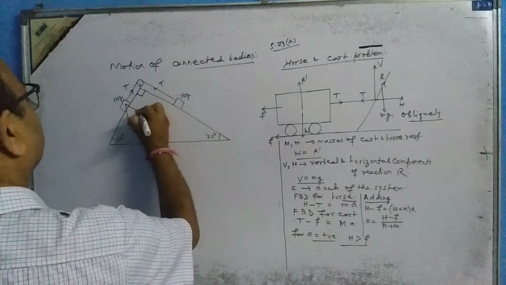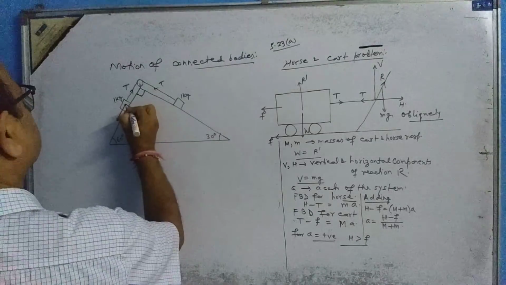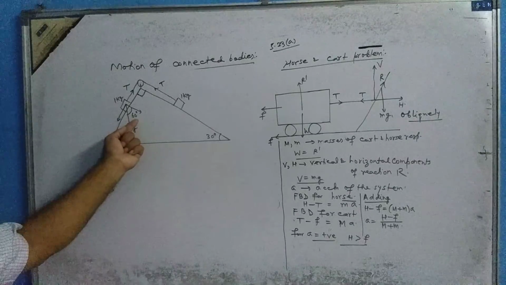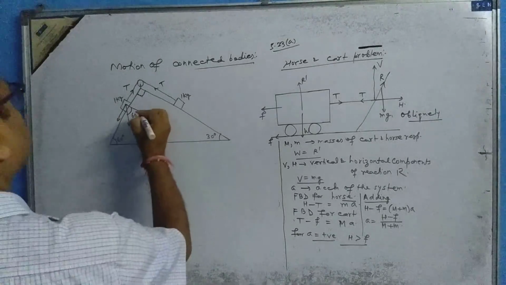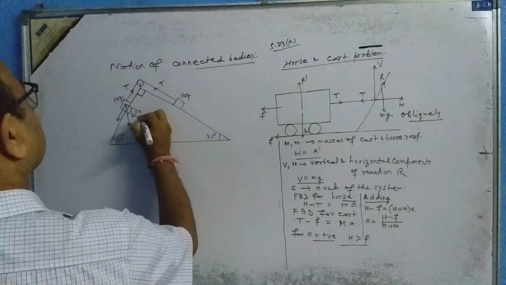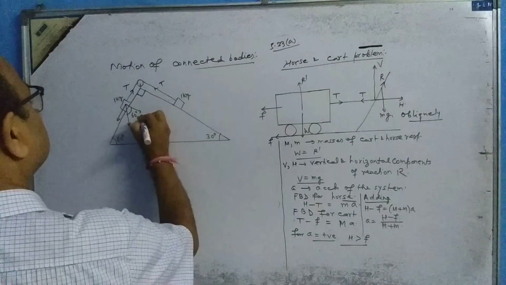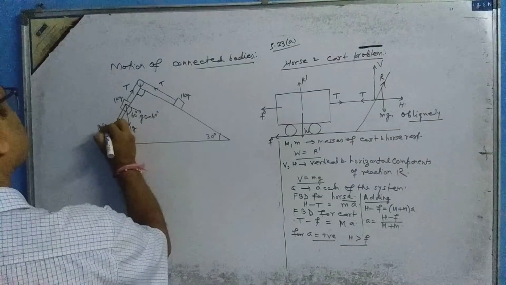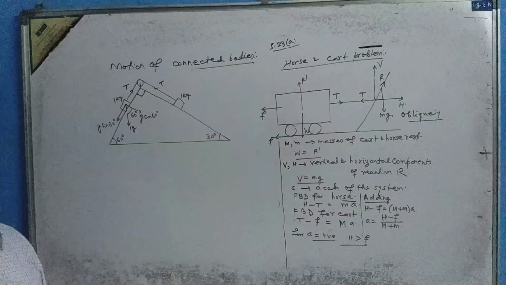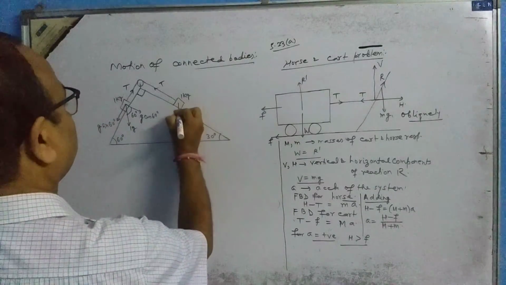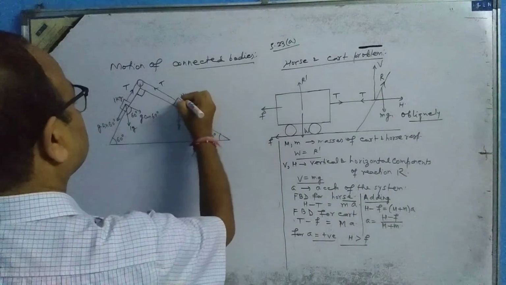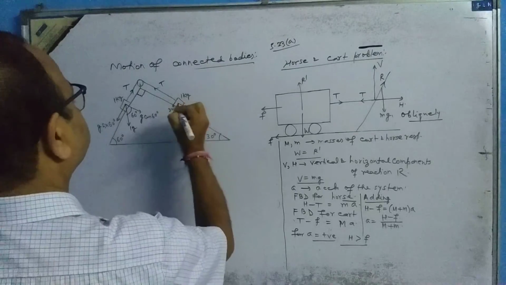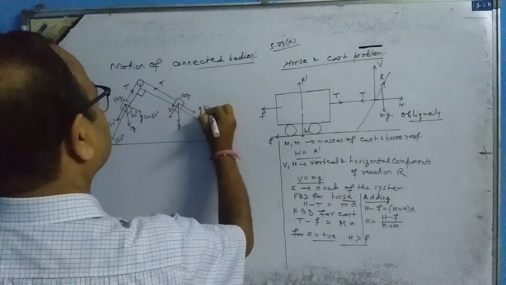It can be resolved into two components. One in this direction and the other in this direction. I hope you all are remembering. If this angle is 60 degree, this is also 60 degree. So this is g cos 60 degree. This is g sin 60 degree. Fine. Here also the same way. In this direction g, then in this direction and this direction. This is 30 degree. This is g sin 30 degree.